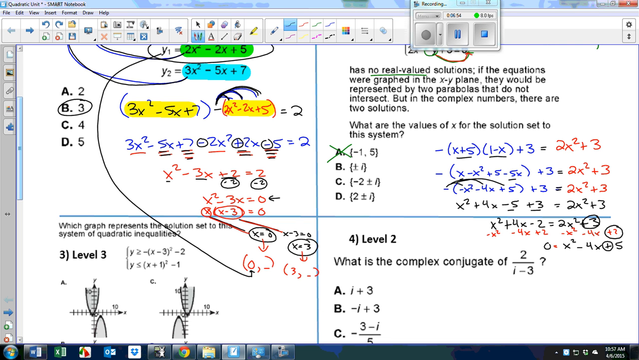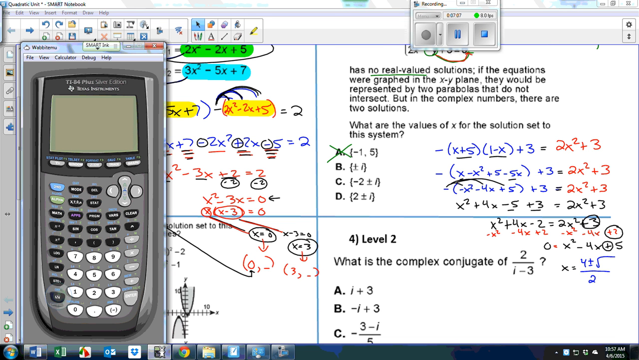So the only way to finish this is the quadratic formula. I'm going to plug into the quadratic formula: opposite of B, plus or minus the square root of something, over 2 times A, so over 2. The discriminant would be B squared, so parentheses negative 4 squared, minus 4 times A, which is 1, times C, which is 5. The discriminant is negative 4.